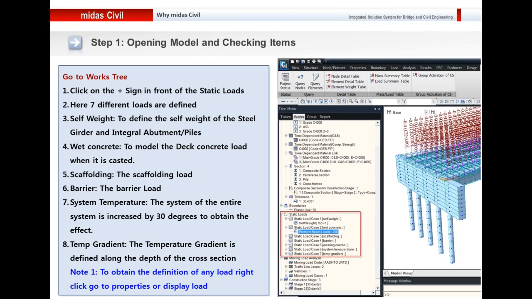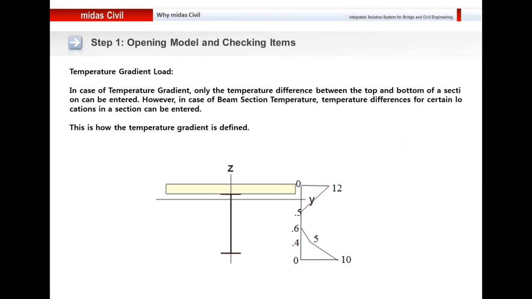The scaffolding load during the concrete pouring is modeled, and the barrier load is modeled. Then we have modeled a certain system temperature. The temperature of the entire system is increased by 30 degrees to obtain the effect on the structure. And we have also modeled the temperature gradient, where the temperature changes along the depth of the cross section. This is how I have modeled the temperature gradient. Here you can see how the temperature changes along the cross section, and this is how it is defined.